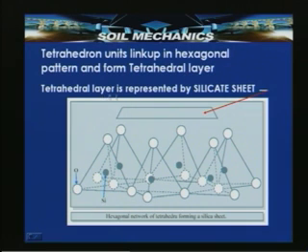So, this tetrahedral layer is represented by a silicate sheet. It is represented like this. Here the hexagonal network of tetrahedra forming a silicate sheet can be seen. You are seeing different silica tetrahedron units forming the tetrahedral layer, that is the silicate sheet. The hexagonal network of tetrahedra forming a silicate sheet is shown in this figure.